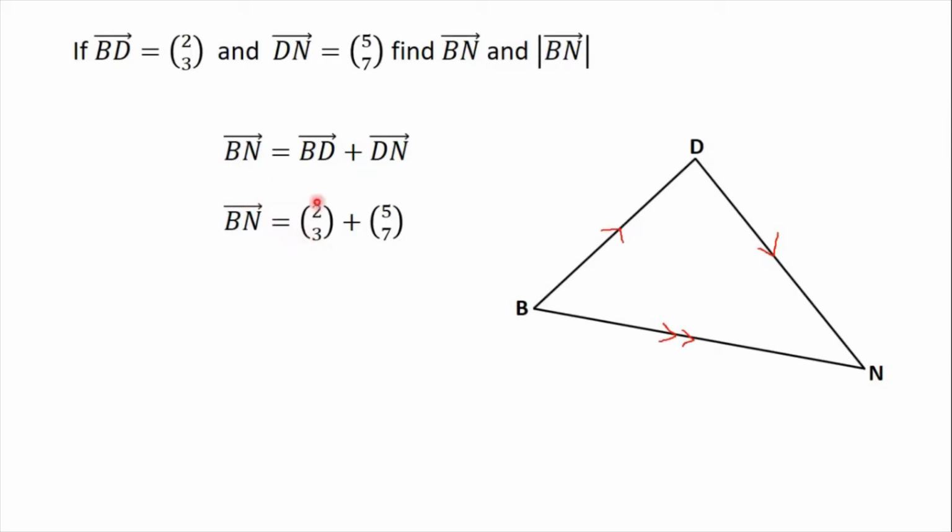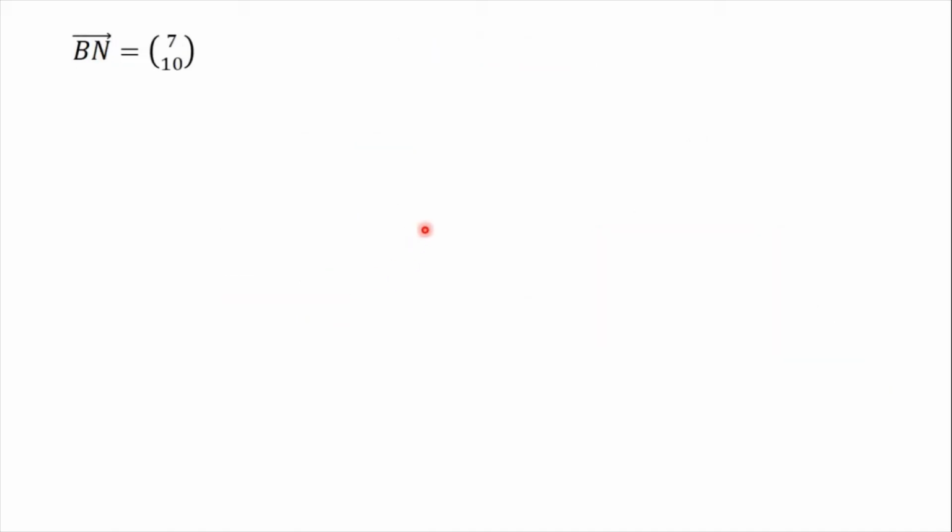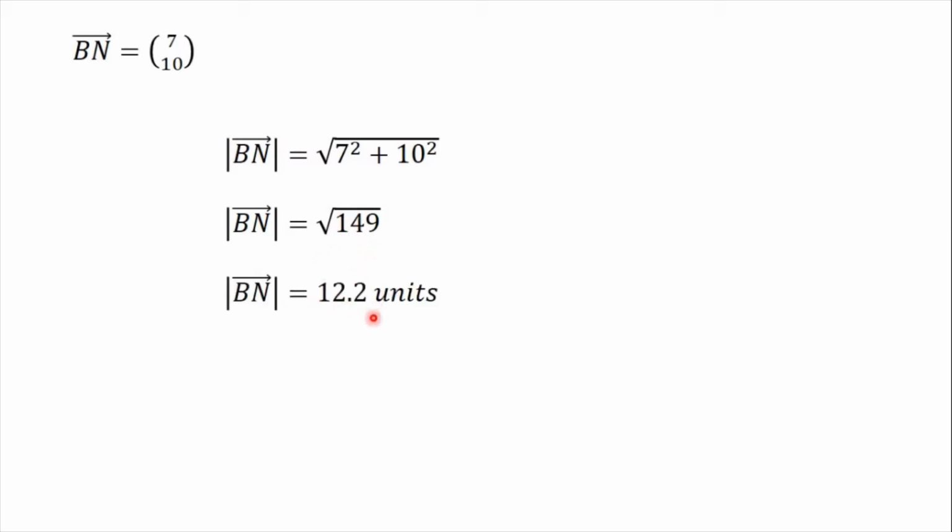So vector BN is equal to vector BD, which is 2, 3, plus vector DN, which is 5, 7. From addition of vectors, we know that this will give us 2 plus 5, which is 7, 3 plus 7, which is 10. So vector BN is equal to 7, 10. The question says that we should find the magnitude of vector BN. The magnitude of vector BN is equal to the square root of 7 squared plus 10 squared. This will give us the square root of 149, which corrected to one decimal place is 12.2. So the magnitude of vector BN is 12.2 units.